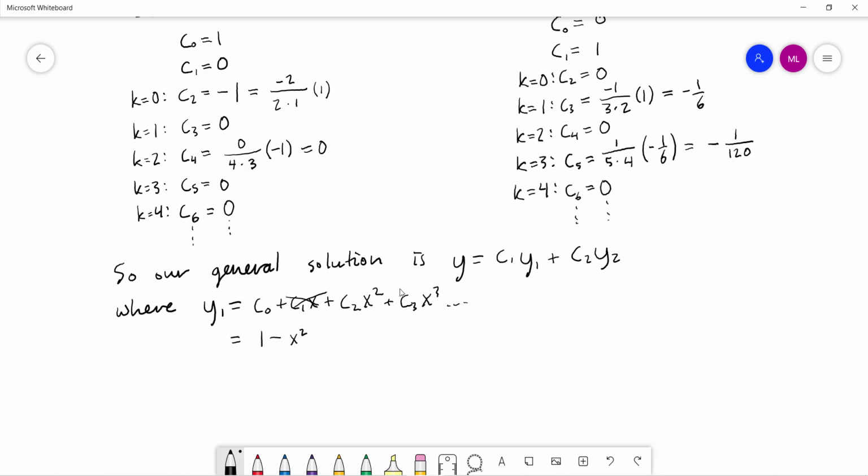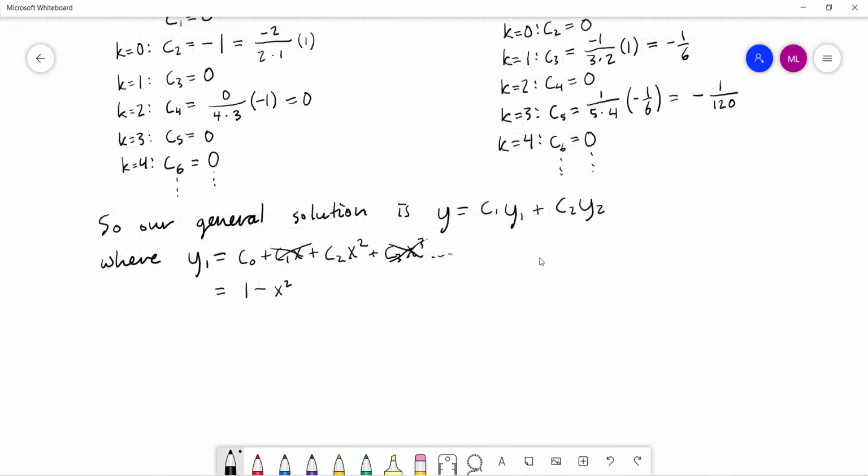Plus C3, all the odd ones we already said. We know they're all 0. And then starting at C4, that was also 0. So basically plus 0x to the 4th, and all the even ones after that are going to be 0. So the only 2 coefficients that we have are the C0 and C2 ones. That means these are the only 2 terms that survive. This is the solution. It turns out that this one doesn't have to be infinite. It's truncated after 2 terms, after we get to the order x squared term. The rest are going to be 0. So that's our y1 term.